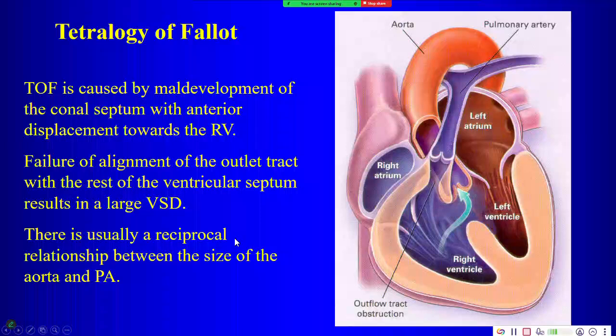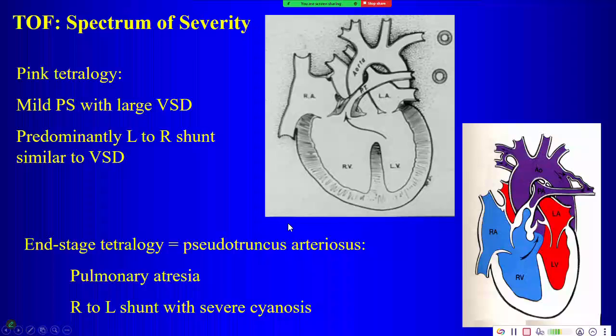There's usually a reciprocal relationship between the size of the aorta and the pulmonary artery. As the infundibular stenosis gets worse and worse, as the pulmonary artery gets smaller and smaller because of more obstruction and decreased flow, the aorta tends to get larger because there you have more right to left shunting into the aorta. Okay. Now there is a spectrum of severity.